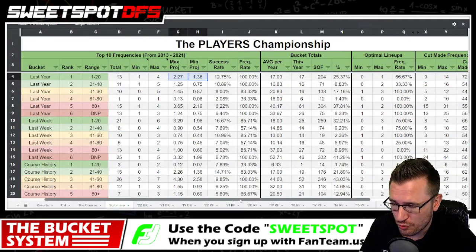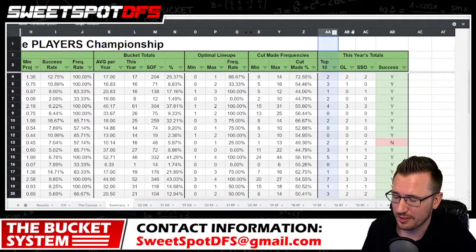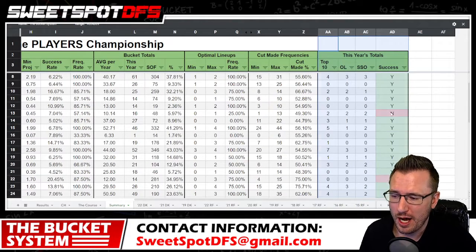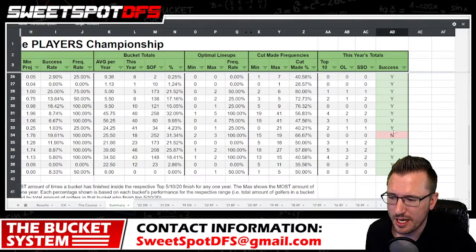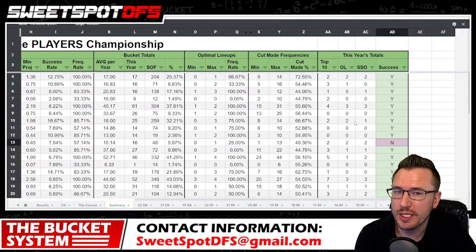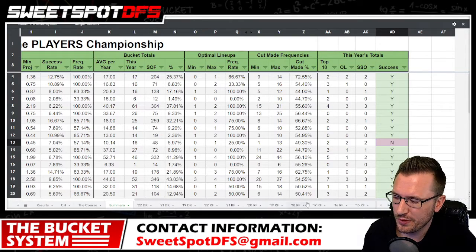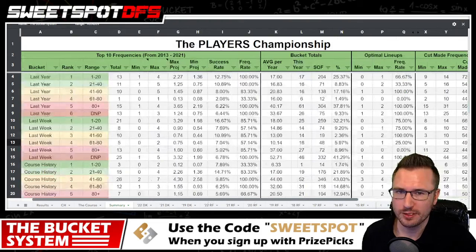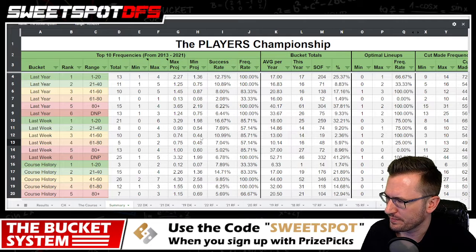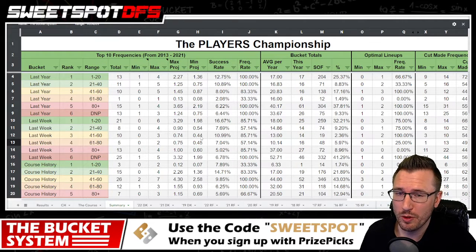Now I track the success rate of the bucket system. This week for the Players Championship, I had 3 buckets that did not hit. 3 out of 36 buckets were successfully projected. Only 3 missed. The week after this, I think at the match play, I had 1 bucket that missed. Actually, I don't remember which one came after this one. Valspar, I think. 1 bucket missed. Match play, 1 bucket missed.